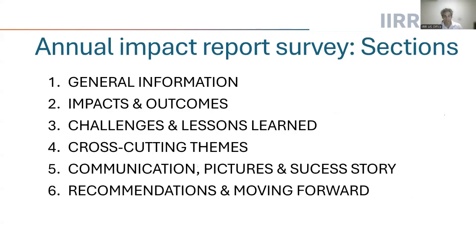So these are the 6 sections of the survey. The first one is general information about the project. The second one is the impact and the outcomes. The third is related to challenges and lessons learned. The fourth is cross-cutting themes that are gender, inclusion, people with disabilities, and climate change.